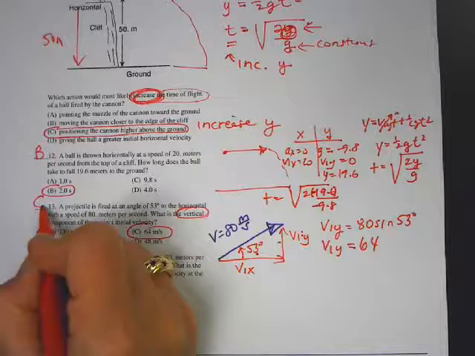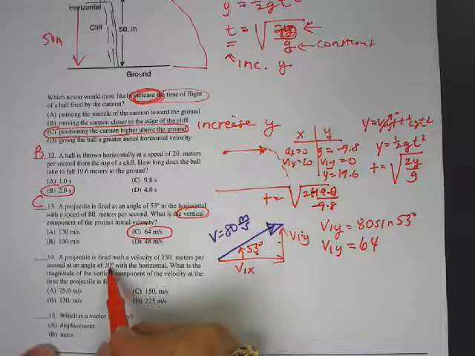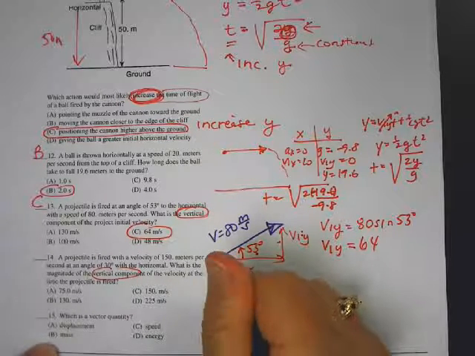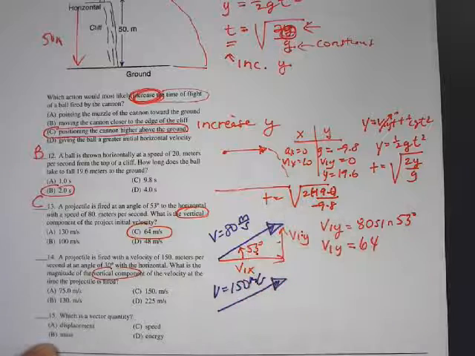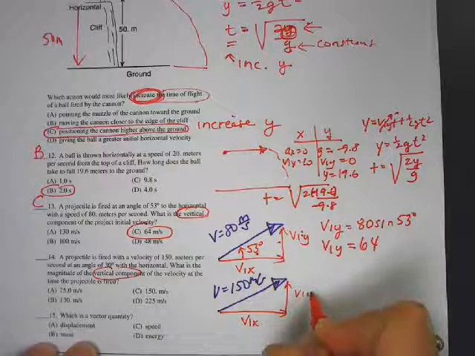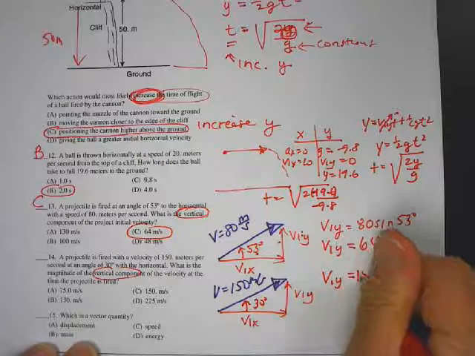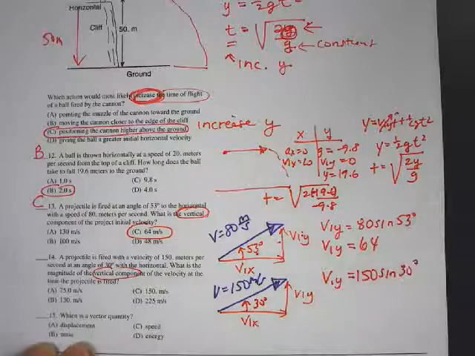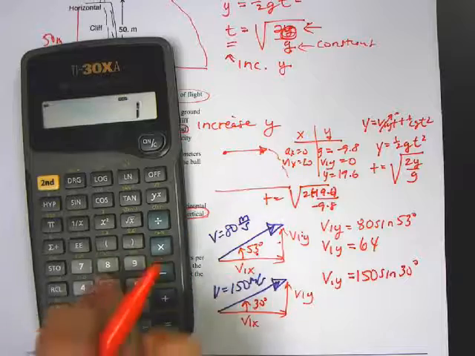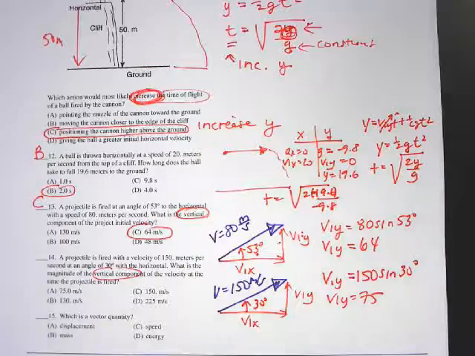Number 14, a projectile is fired at 150. What's the vertical? This is asking me the same thing. So for number 14, this is 150. This is VIX. This is VIY. And this is 30 degrees, so VIY is equal to 150 times the sine of 30. Now on my calculator, I press 30 sine times 150 equals 75. So this is 75, which is choice A.